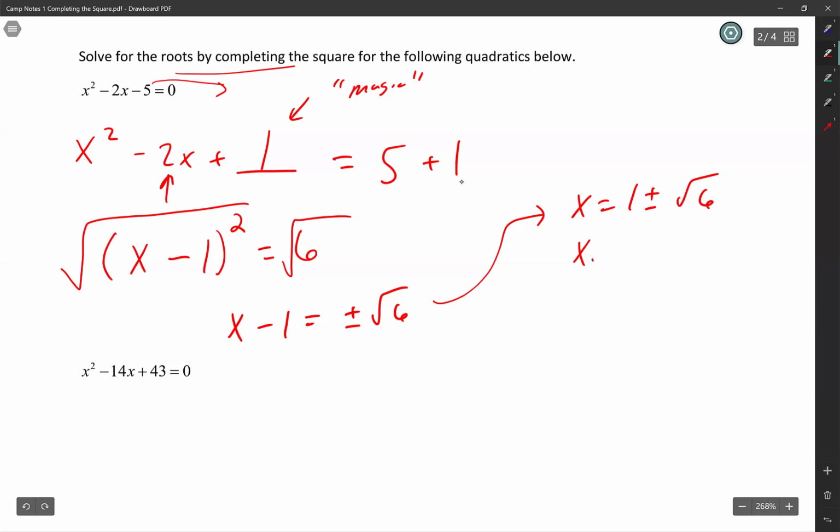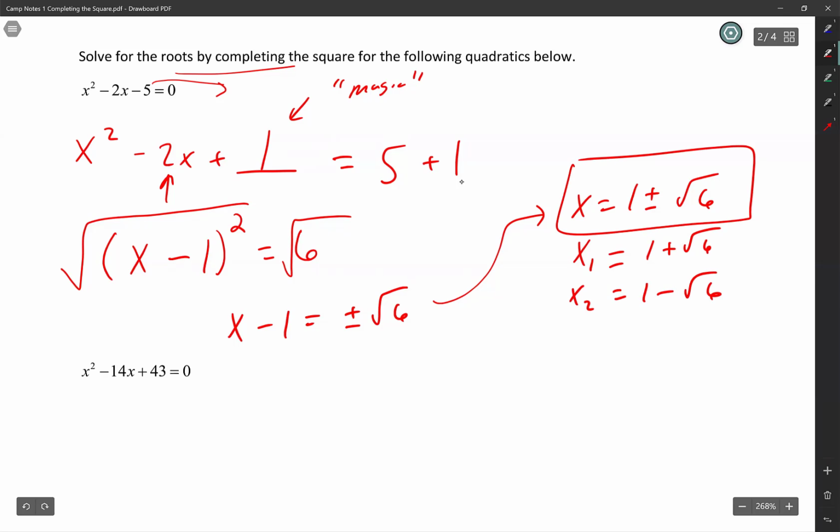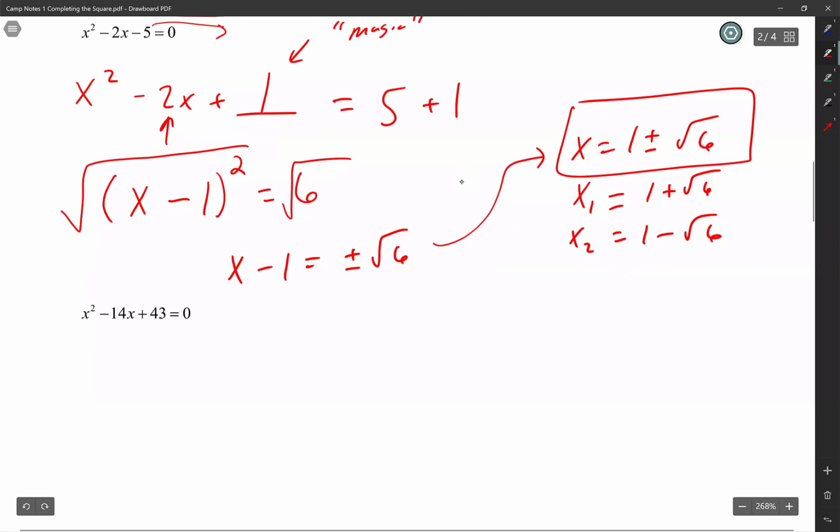If you wanted to say x subscript 1 and x subscript 2, meaning there's two solutions, one will be 1 plus square root of 6, and the other one will be 1 minus square root of 6. This is perfectly fine. You can leave it as 1 plus minus square root of 6. And there it is. See? And we did not use the quadratic equation. All right, here's another one.